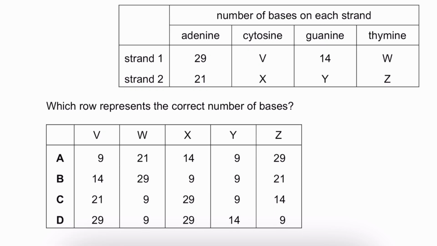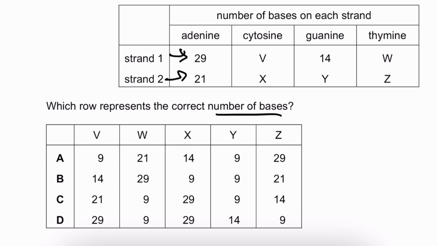The section of DNA contains 73 base pairs. Number of bases on each strand: adenine, cytosine, guanine, thymine, strand 1, strand 2. And he's asking which row represents the correct number of bases. So V. Okay, now firstly, he's looking for V and Y and Z. Now, he gave you strand 1 of adenine, strand 2 of adenine.